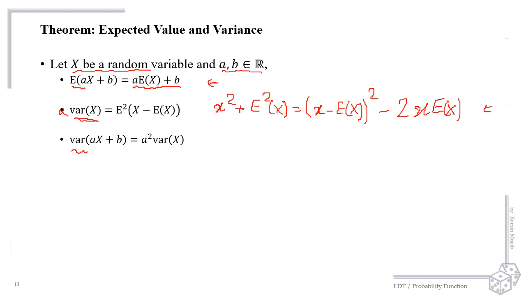And we have another equality here. The variance of aX plus b is equal to a squared times the variance of X. Again, we can use the definition of the variance and one of the properties of the Lebesgue integral.